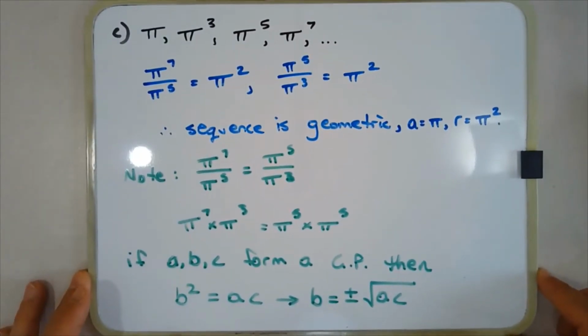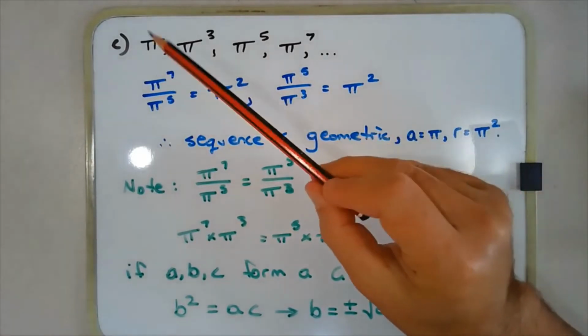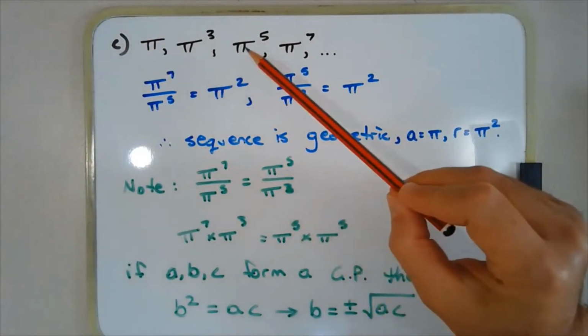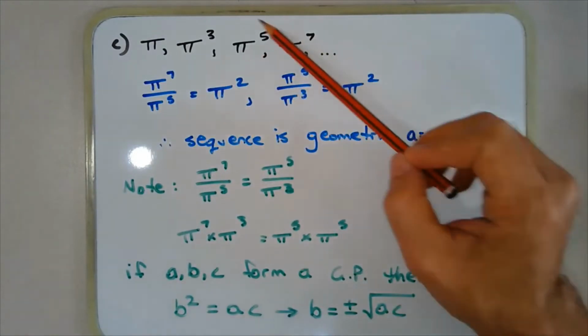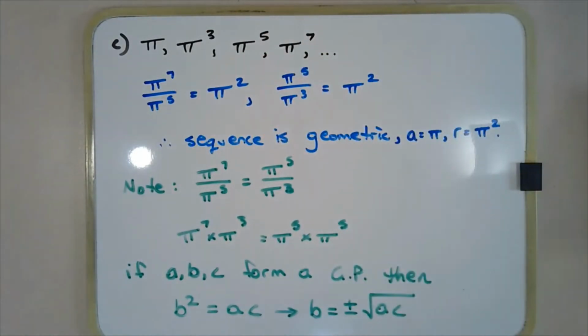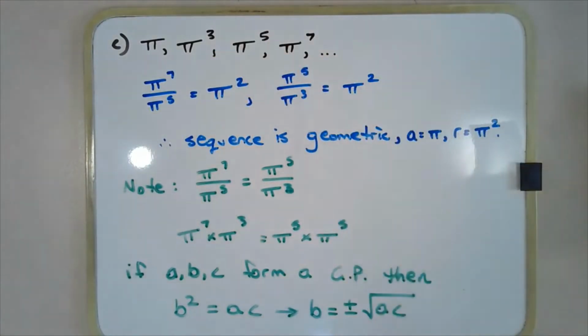So if we have a look at part C. So we have pi cubed, pi to the power of 5, pi to the power of 7, and so on. Again, let's just choose any 3 consecutive terms. You can choose 4 consecutive terms if you like as well. So just for prudence, if you want to make sure 100% or at least as much as possible that this is a GP, you can test as many terms as you like, but the minimum number of terms is 3. Again, I'm going to choose pi cubed, pi to the power of 5, pi to the power of 7.